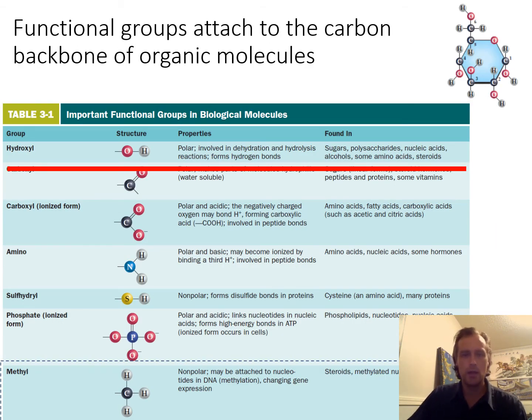Functional groups attached to the carbon backbone of organic molecules. So again, on the right, just as a reminder, that is glucose. It forms a ring structure with carbon as the backbone. We're now going to take a look at some of those functional groups that attach to the carbon. Firstly, what a functional group is. A functional group is, for example, this first one, it's called a hydroxyl group, and it is an OH.